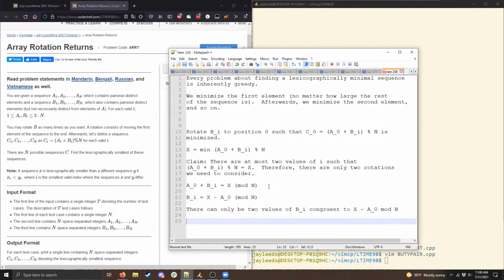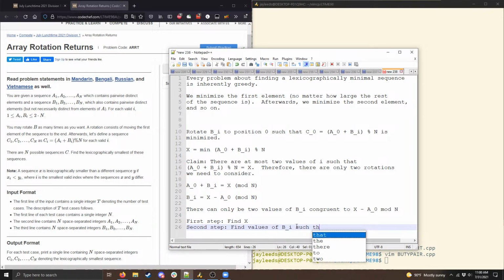So what do we do now? The first step, we find x. It's just the minimum of this value over all i. The second step is we find values of b sub i such that b sub i is equal to x minus a sub 0 mod n.